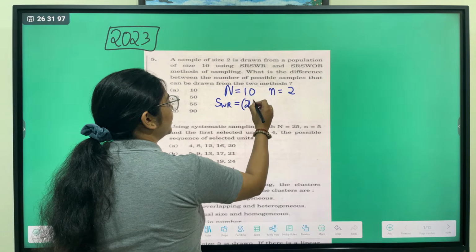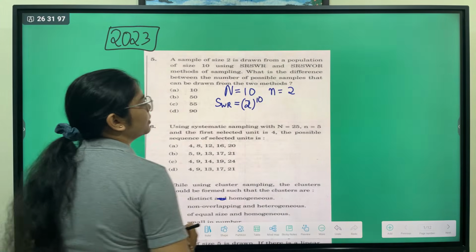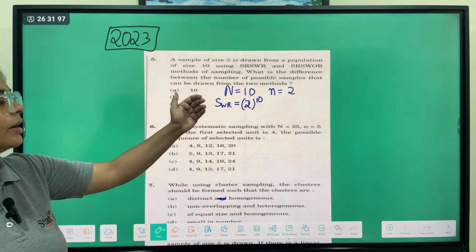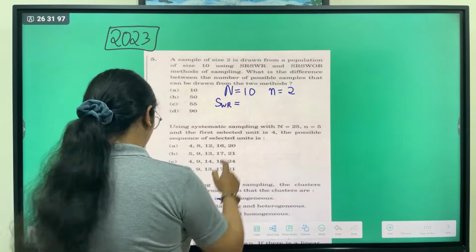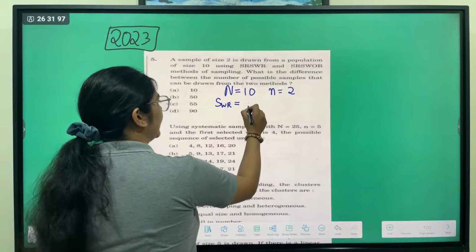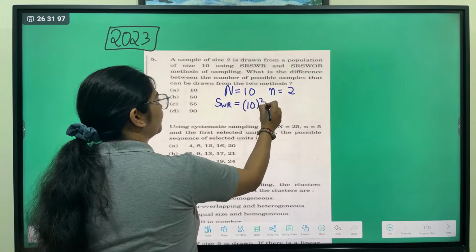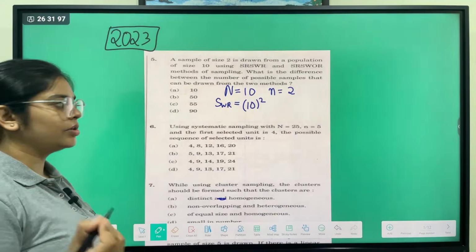N raised to the power n, sorry. The total number of possible samples are 10 raised to the power 2. Capital N raised to the power small n.